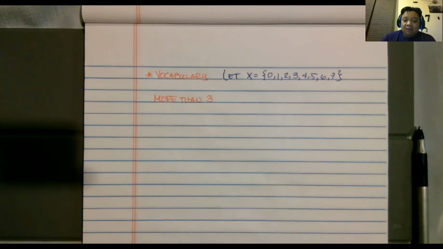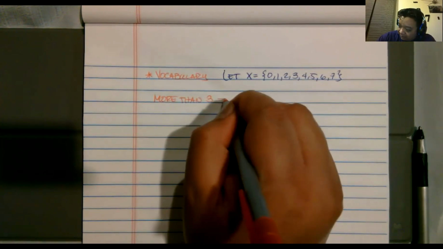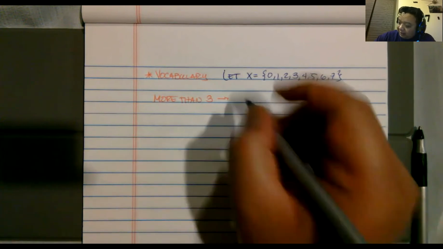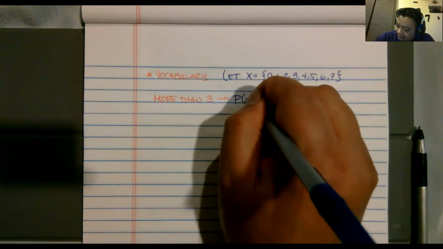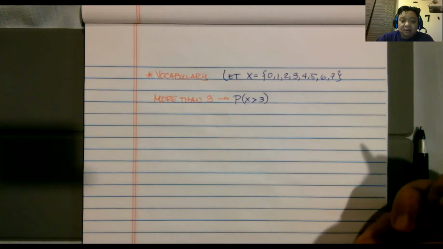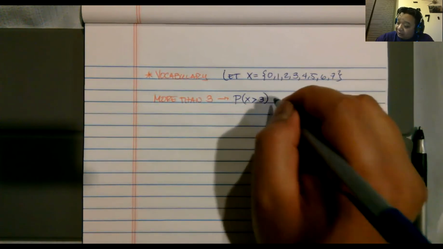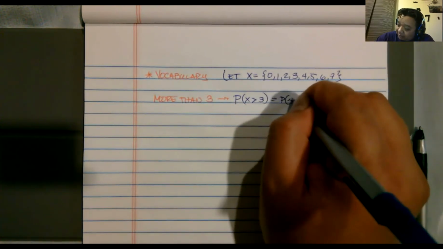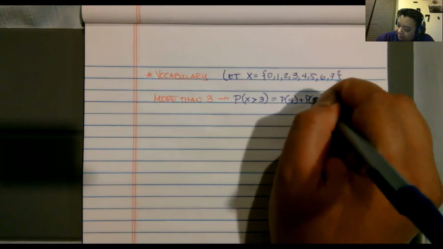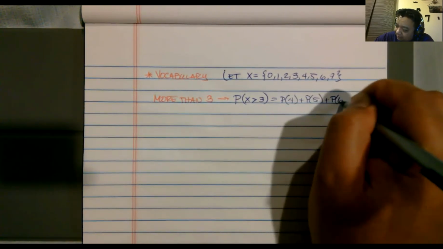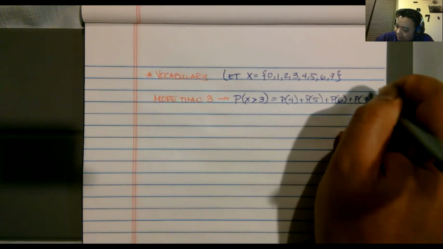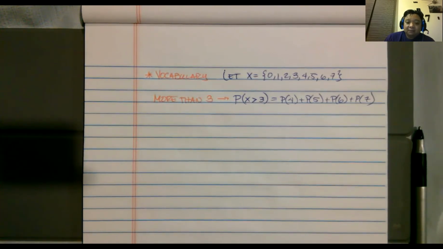Okay. So more than 3 means it's the probability that x is greater than 3. And as far as our values are concerned, that would be the probability of 4 plus the probability of 5 plus the probability of 6 plus the probability of 7. So that's what more than means.